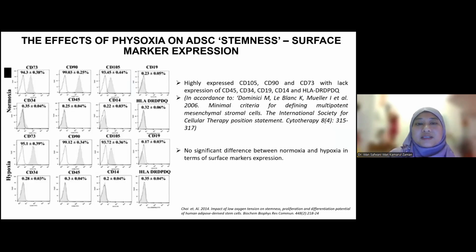In terms of stemness markers, these are the markers that we use in accordance with the minimal criteria set by the ISCT, the International Society for Cellular Therapy, which showed that the CD markers of the stem cells are actually not much different between normoxia and physoxia or hypoxia in this case, at 2% oxygen. So there's not much of a difference there. Okay, so we can say that in terms of CD markers, the stemness is pretty much maintained in both conditions.